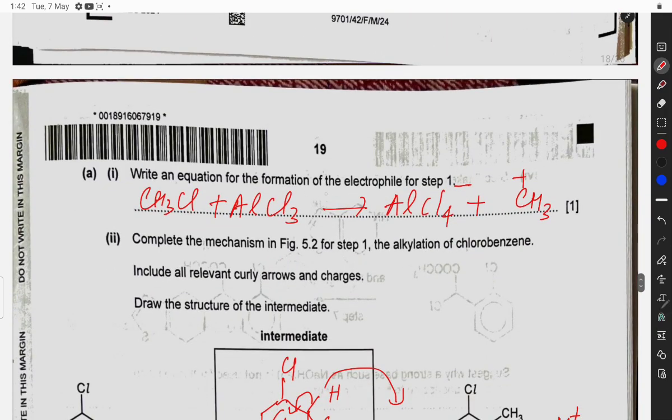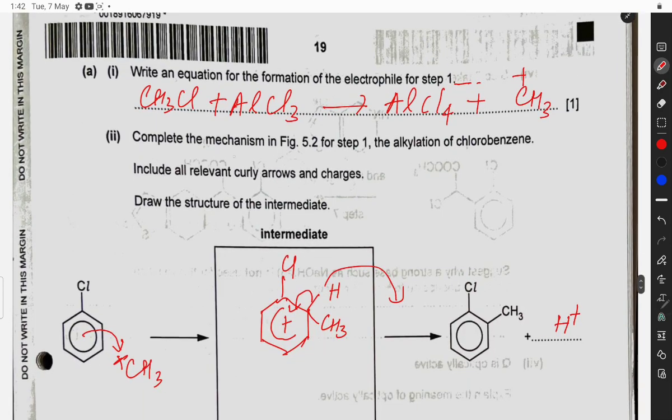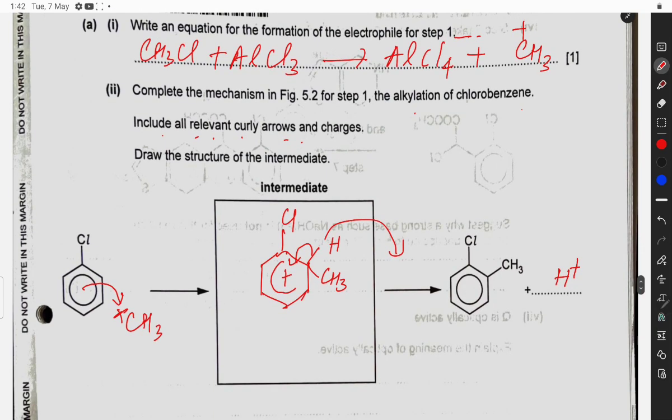Write an equation for the formation of the electrophile for step 1: CH3Cl plus AlCl3 to form AlCl4 minus and CH3 plus. Complete the mechanism in figure 5.2 for step 1, the alkylation of chlorobenzene. Include all relevant curly arrows and charges.